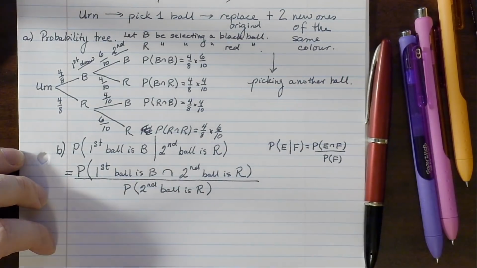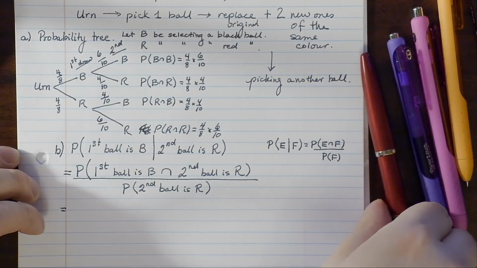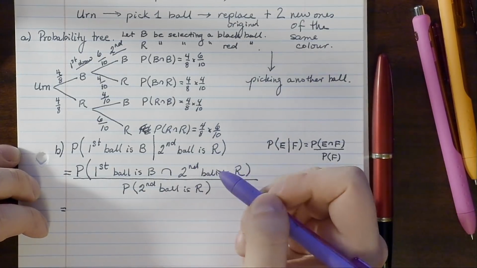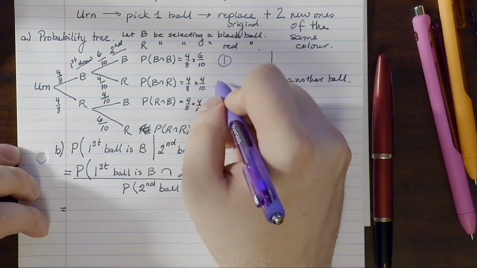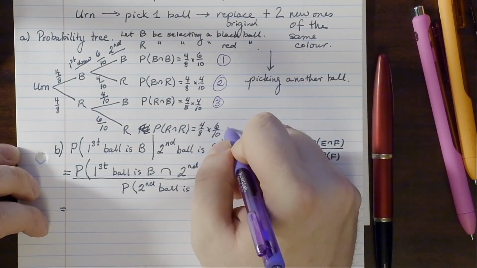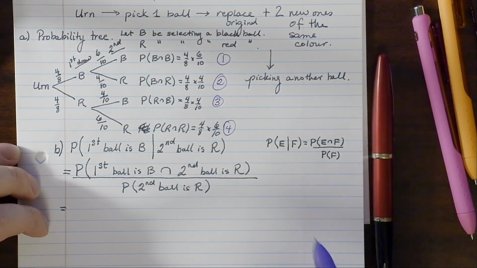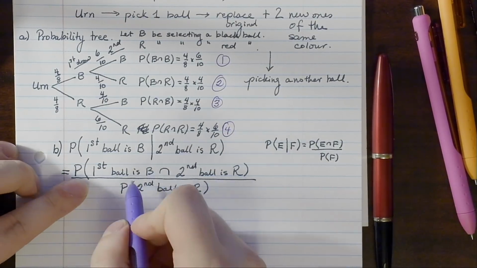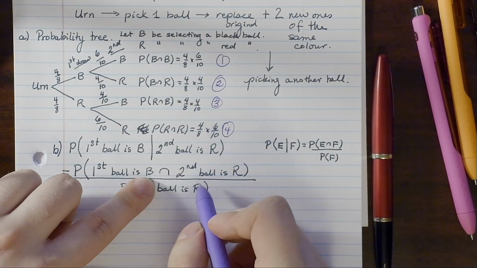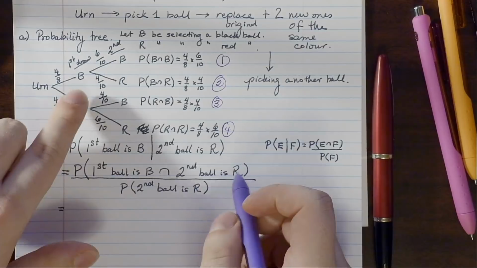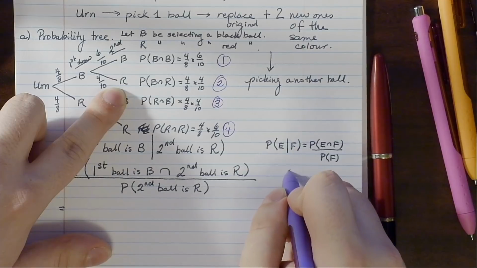And what I did in my class was I said, okay, here are my branches, and I'm going to name them. Here's 1, here's 2, here's 3, and here's 4. So I have 4 branches. And what does this correspond to? The first ball is black, and the second ball is red. So that is B intersect R. So that's this one here. In this case, it's going to be branch 2.